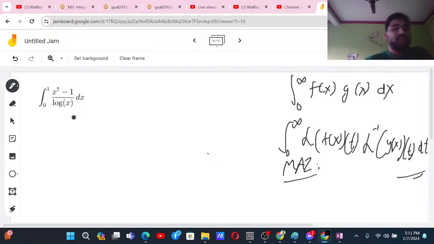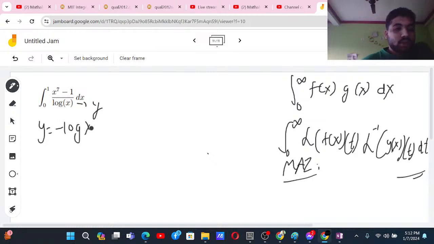First of all, you can just let log x as y. So you can let this as y, and that will give x equals e to the power y. So the integral will be from minus infinity. For the sake of doing it from infinity, what we can do is we can just let it like this. If we let y as minus log x, in that case it will be from infinity.